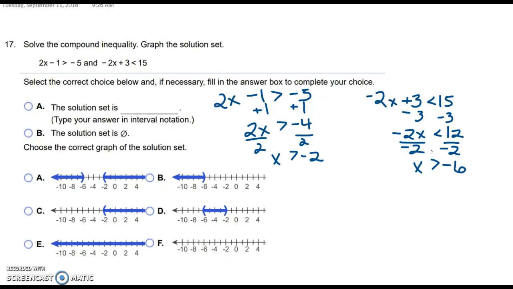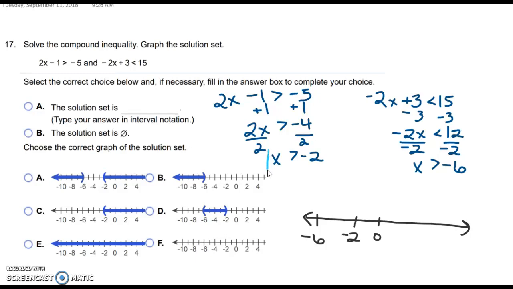So we're going to graph these both together on the same number line. You'll have that space on your test. So we have 0 here, negative 2 there, negative 6 here. I do recommend 2 different colors for this part.